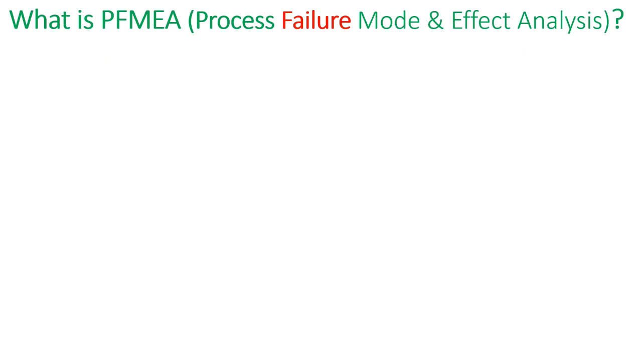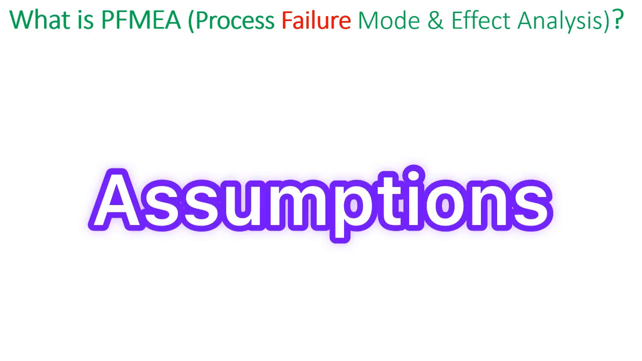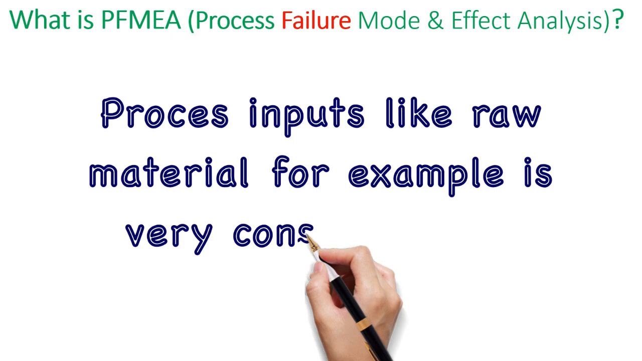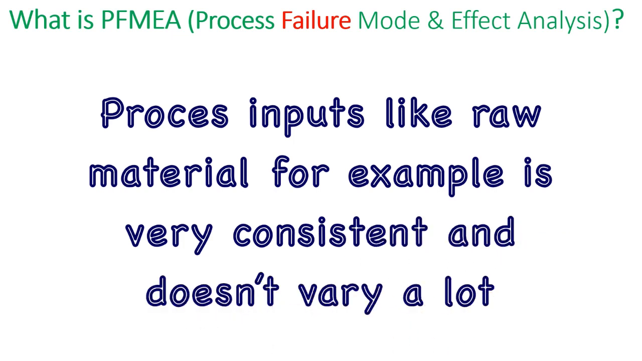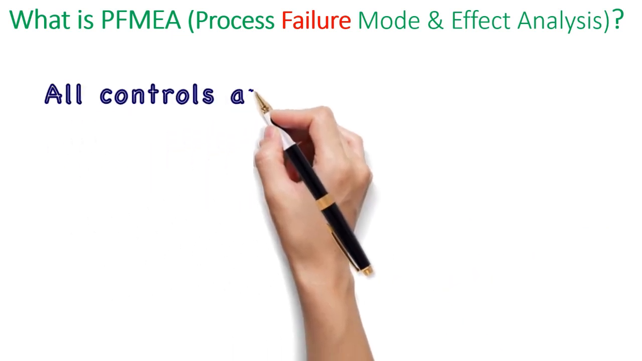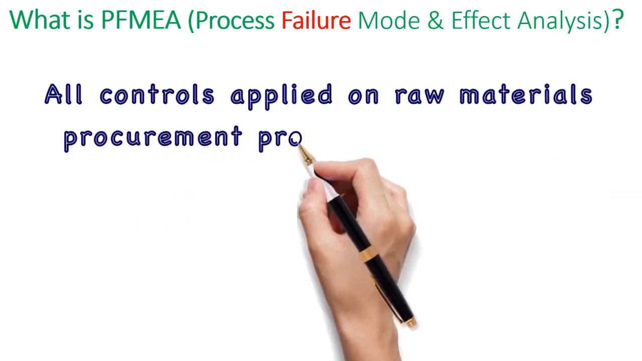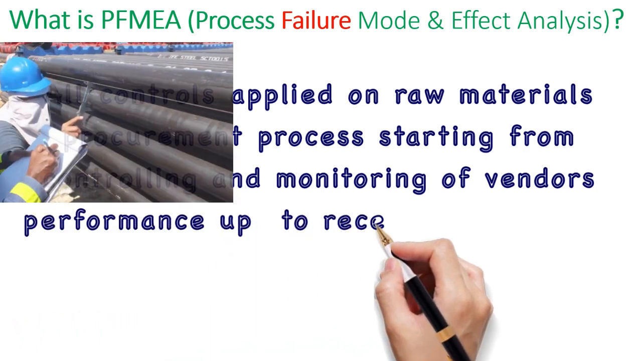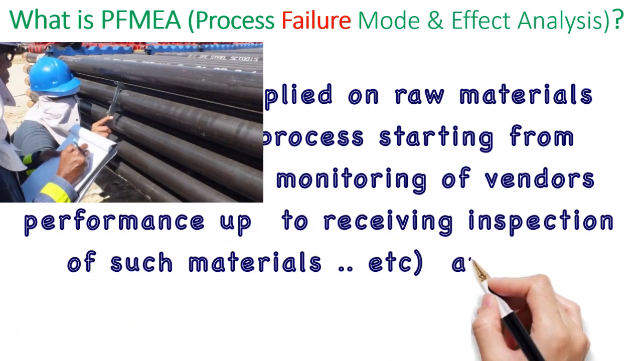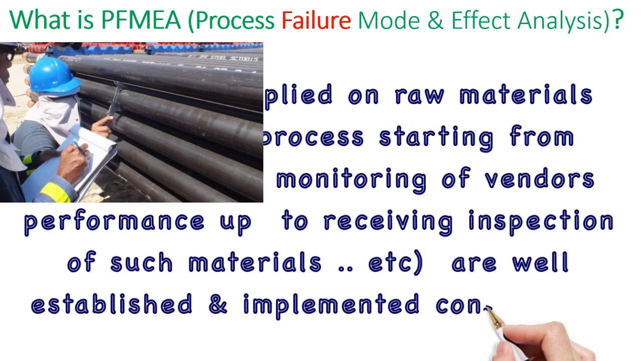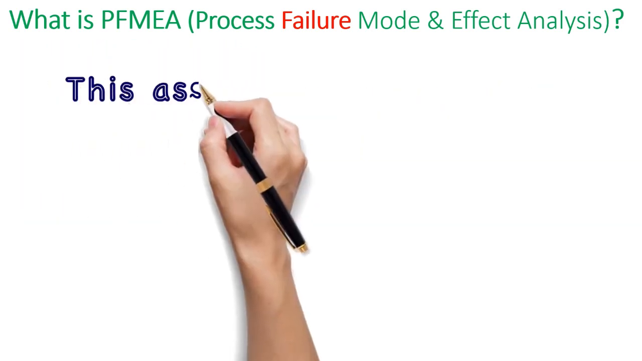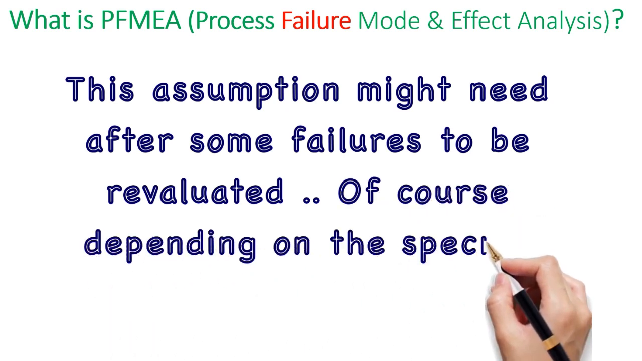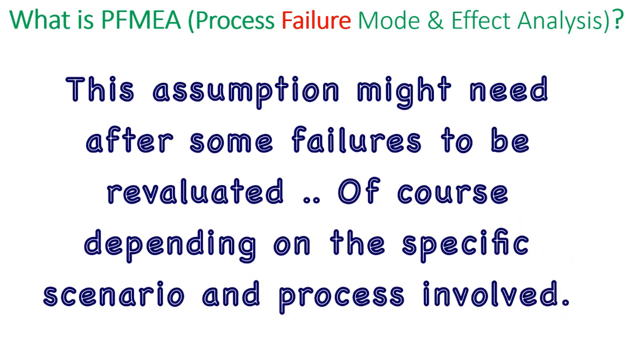And it is no secret that one of the assumptions that people make while doing process FMEA is that process inputs, like raw material for example, are very consistent and do not vary a lot. This assumption, of course, considers that all controls applied in the raw materials procurement process, starting from controlling and monitoring of vendor performance up to receiving inspection of such materials, etc., are well established and implemented consistently. This assumption might need, after some failures, to be re-evaluated, of course depending on the specific scenario and process involved.